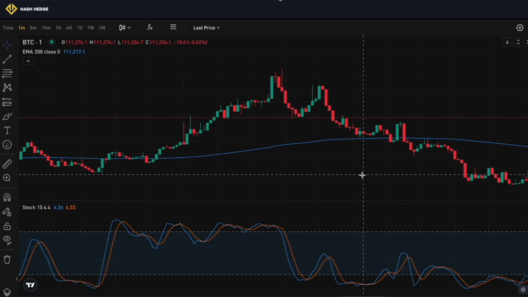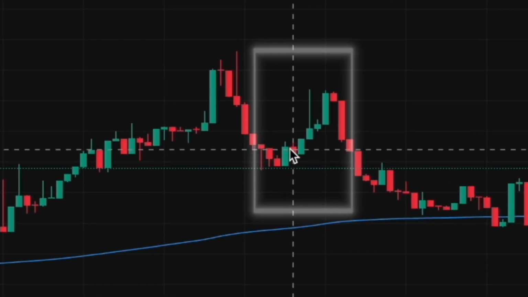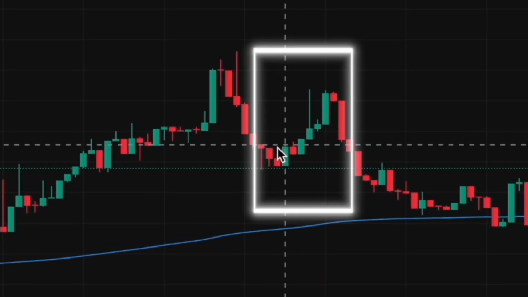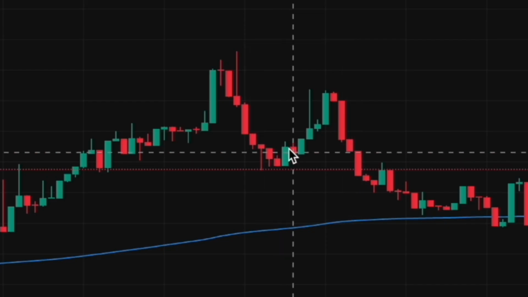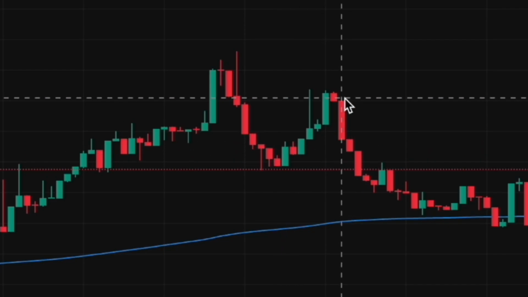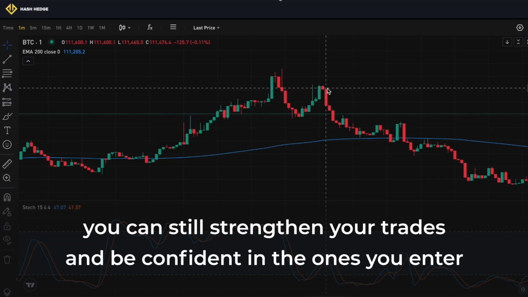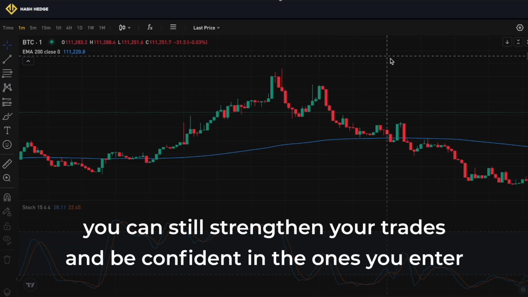I also advise you to combine it with your other tools. For example, specifically at this point, you see, there was a bullish engulfing. We have a green candle bigger than the last red candle. This is further confirmation that we have a good signal for an up trade. And through such additional signals, you can strengthen your trades and be confident in the ones you enter.